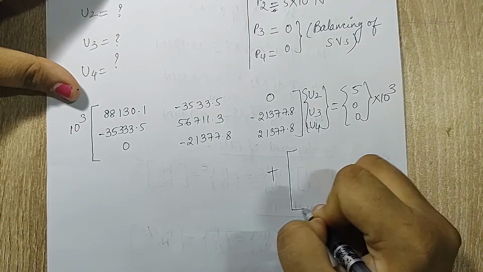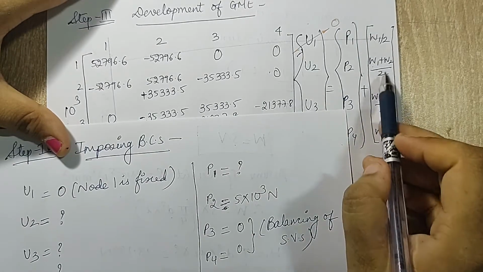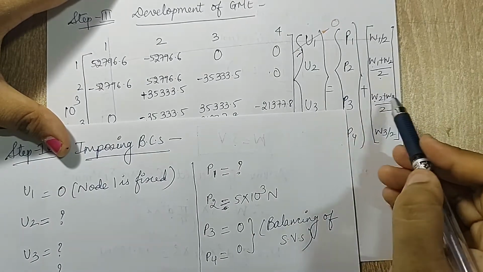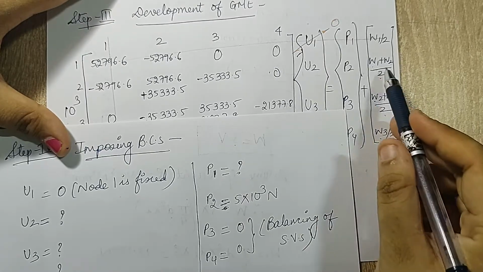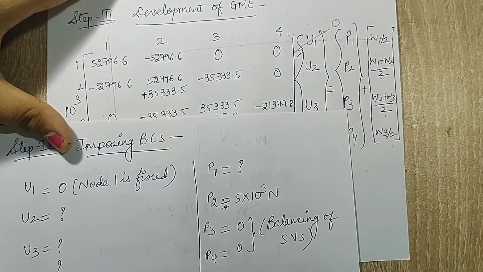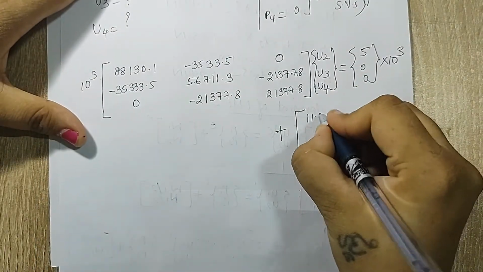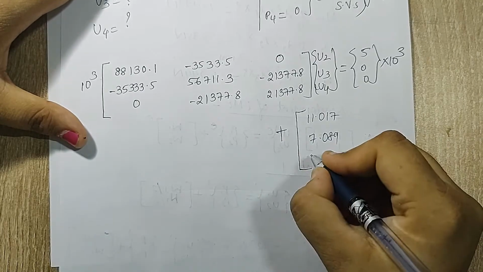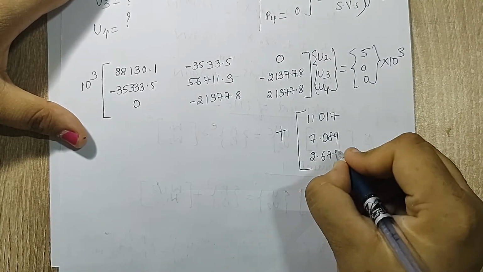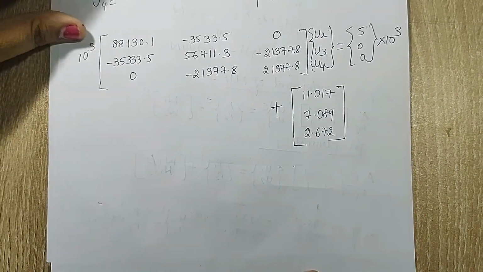I will add here the value of weight. Now I need to calculate W1 plus W2 by 2, W2 plus W3 by 2 and W3 by 2, that is half. Just find average, average and half over here. So when I calculate them, I get this value as 11.017, 7.089 and 2.672. Now I am going to form the equations from here.